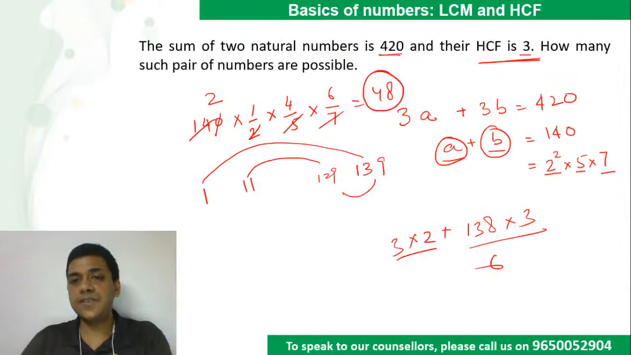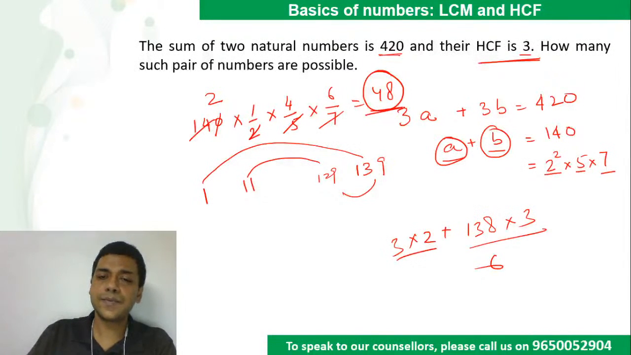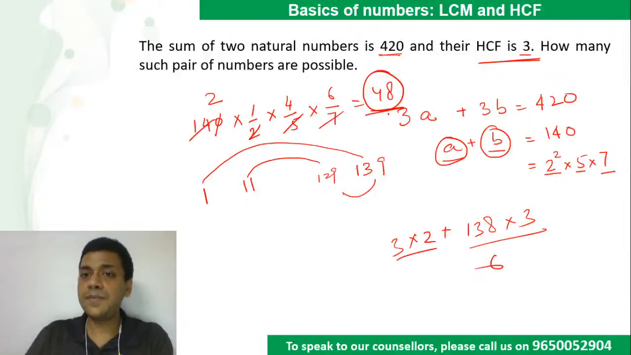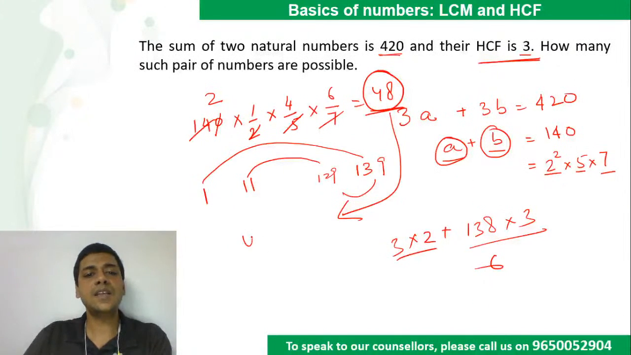So if there are 48 numbers which are neither a multiple of 2, 5 nor 7, in how many ways can I do it? My answer is 48 upon 2, which is 24.